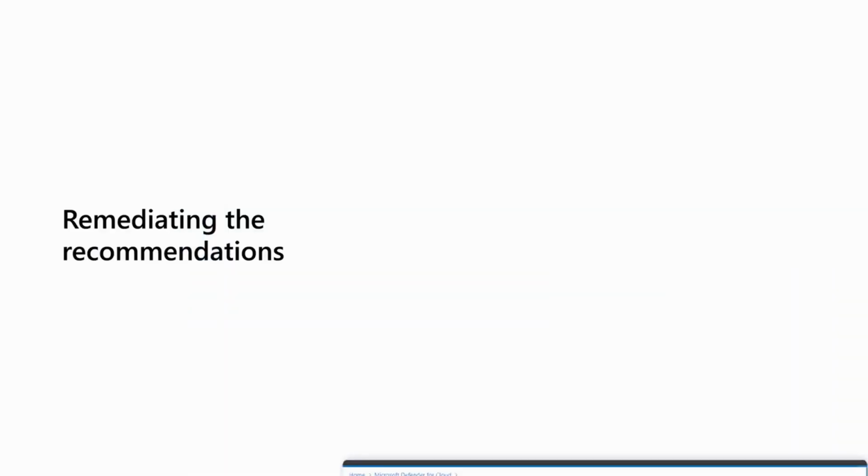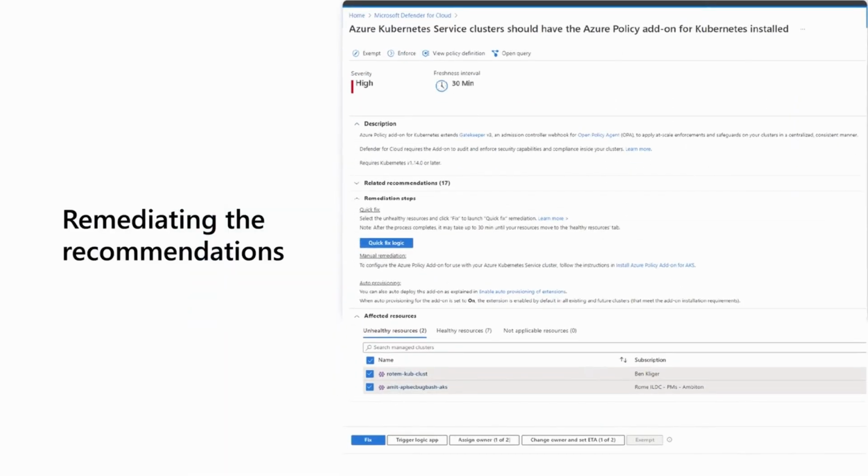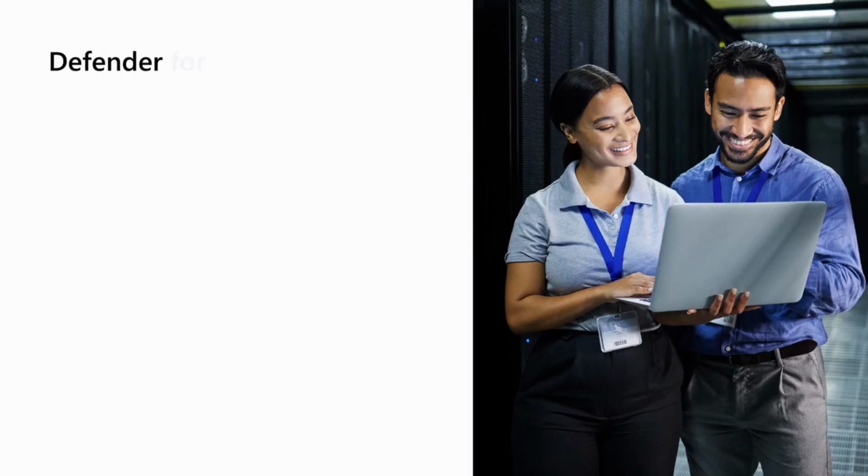Once you have selected the recommendation, you're presented with information explaining the severity level, a description of the issue, related recommendations, remediation steps and their quick fixes, if available, and a list of affected resources. Some recommendations have a quick fix button that you can select to automatically fix the issue on any of the available resources.